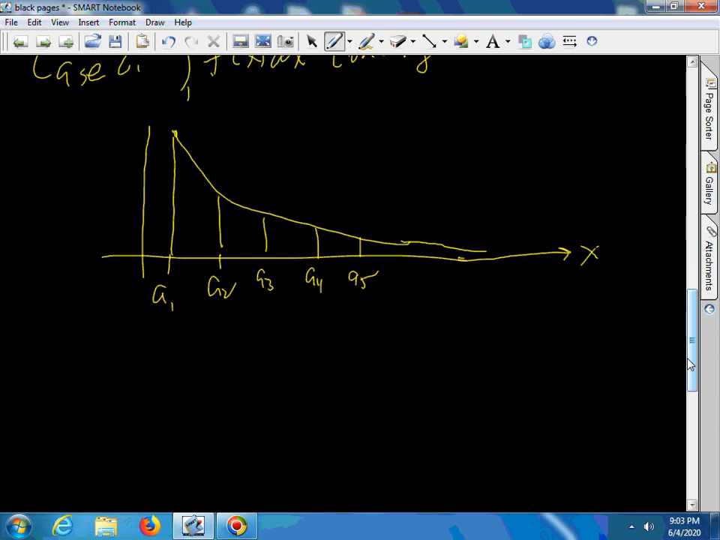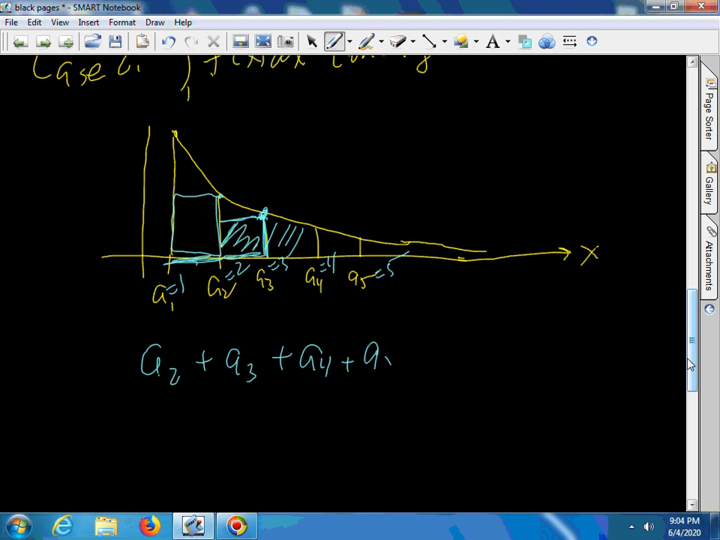Now, we're going to pick the right endpoints. So, the first rectangle, its area is a2. Remember, each base is 1. Because that's also 1 and 2 and 3 and 4. Hope you understand that part. That's a2. Plus, the next rectangle, its area is a3. The height is a3, and the base is 1. So we get a3. And then a4, and then a5, etc., etc. And this is less than the integral from 1 to infinity of f of x dx, which is finite.